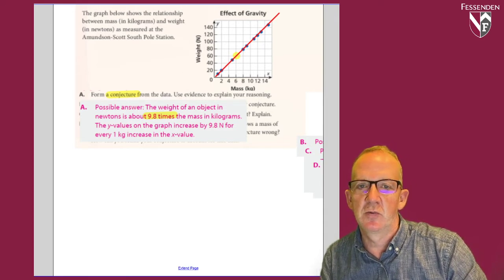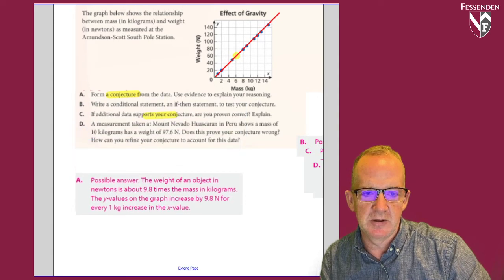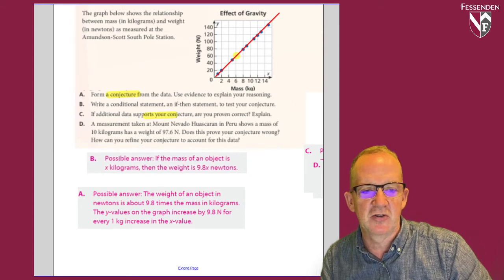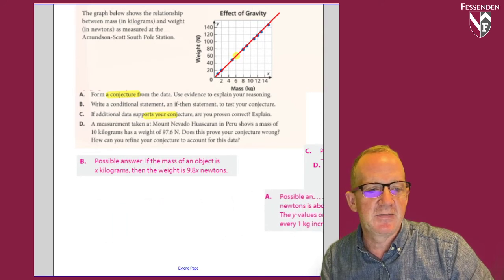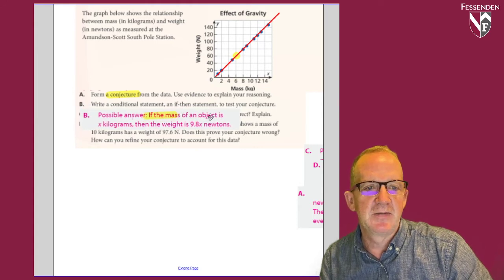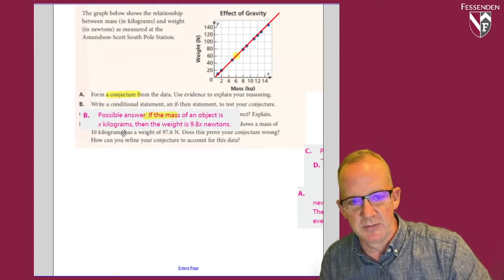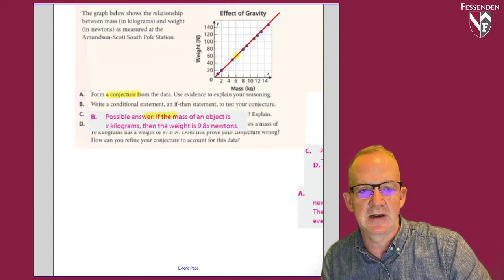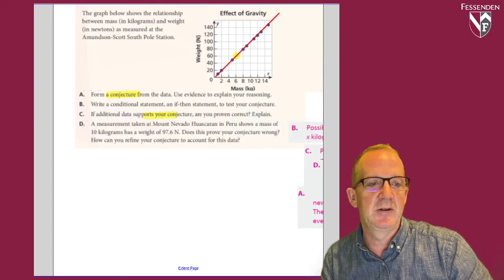Okay. Now if we're going to write that as a conditional statement, it says write a conditional statement, that just means taking your conjecture and putting it in an if-then form. If the mass of an object is x kilograms, then the weight is 9.8 times that value, 9.8x. Seems like a good conditional statement.